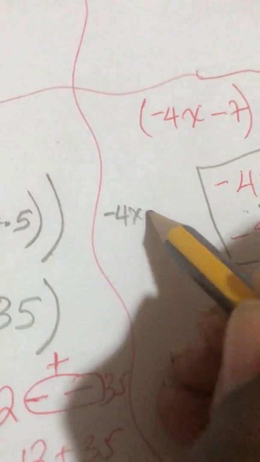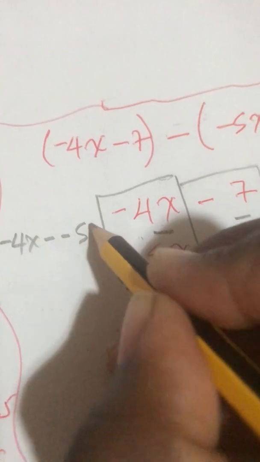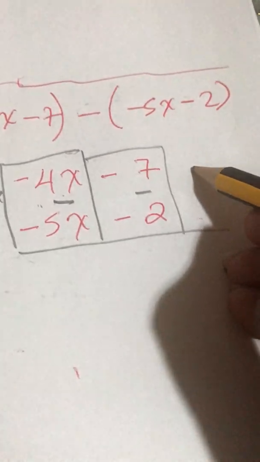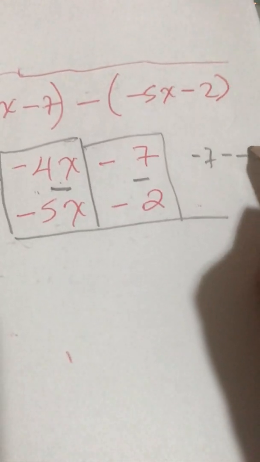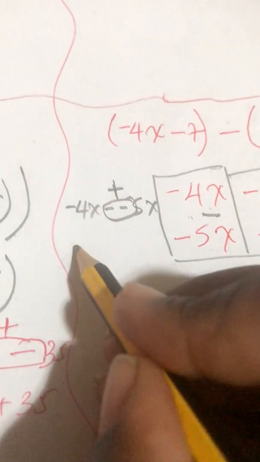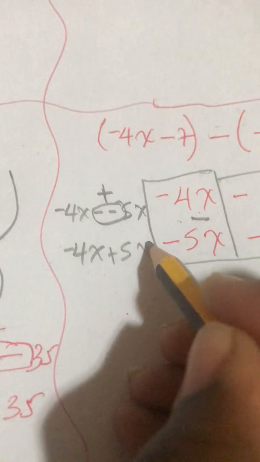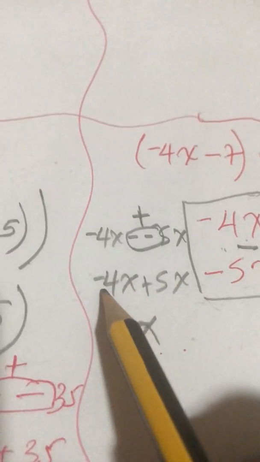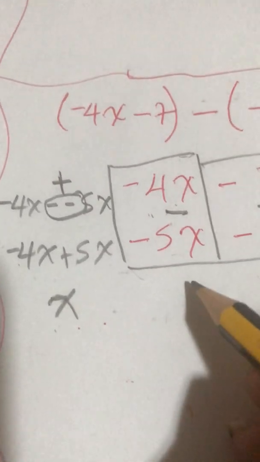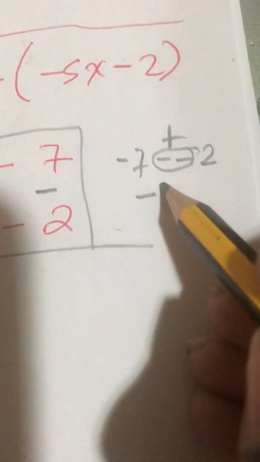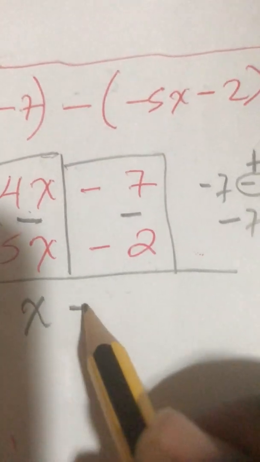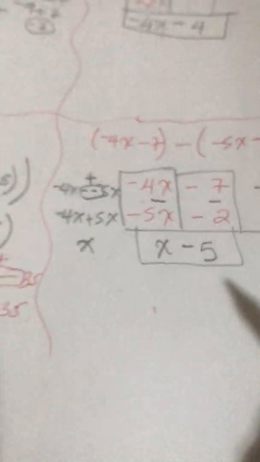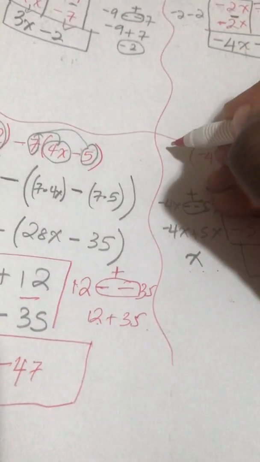Negative 4x minus negative 5x. This becomes plus. And this is negative 7 minus negative 2. This becomes plus. So negative 4x plus 5x will be positive 1x, because negative 4 plus 5 is positive 1. So the answer here is x. Negative 7 plus 2, my answer will be negative 5. Okay? And there is the answer to example 4.